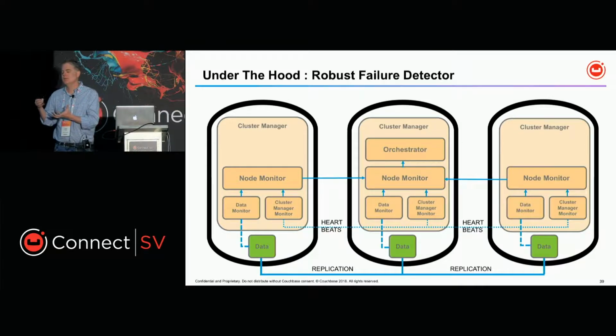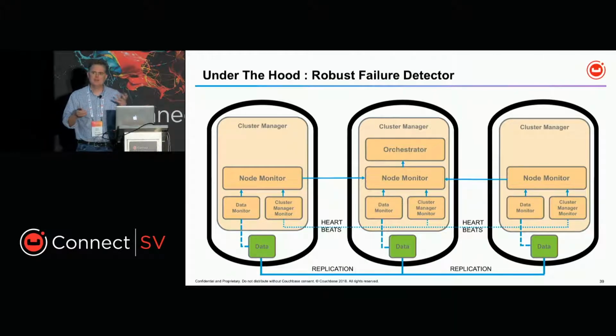But having this robust failure detector that's able to look and see if there's synchronized information which indicates that a node needs to be failed over and then take action on it, reduces the probability of false positives.